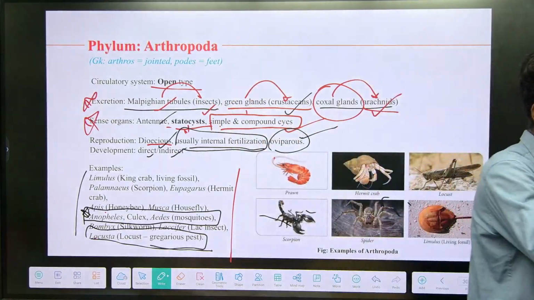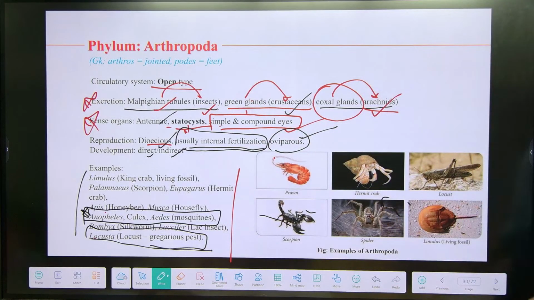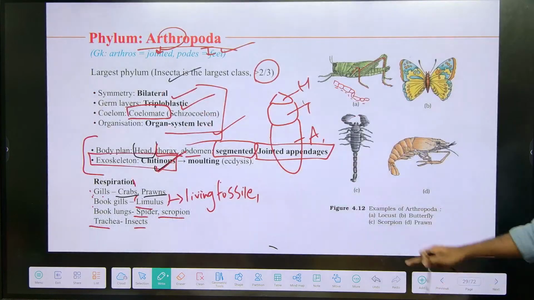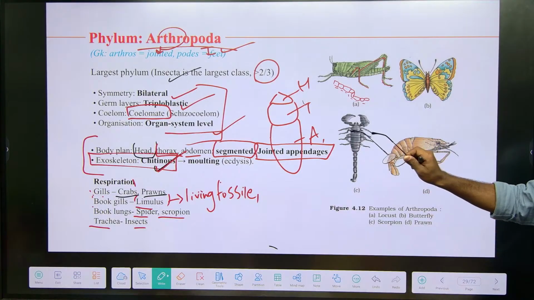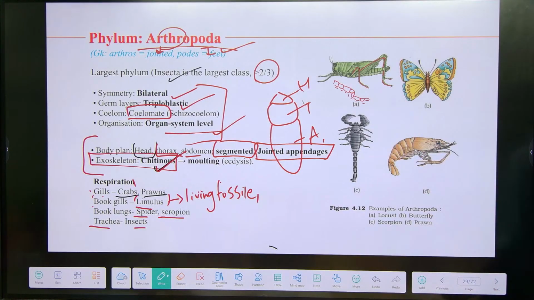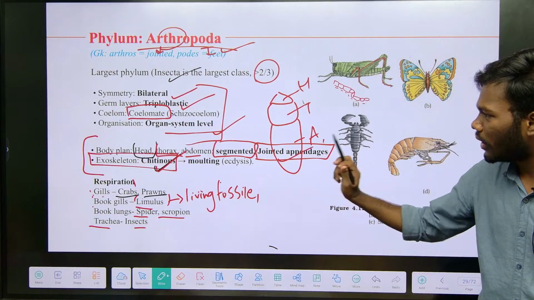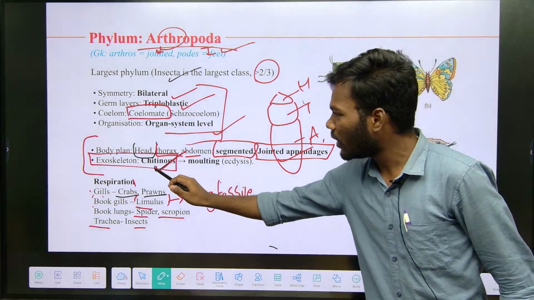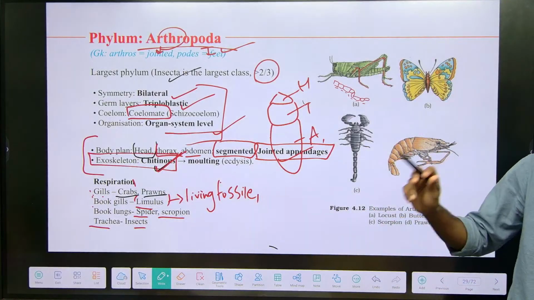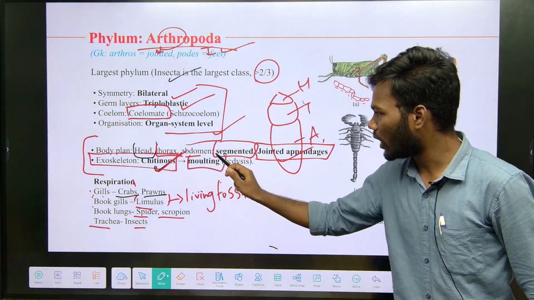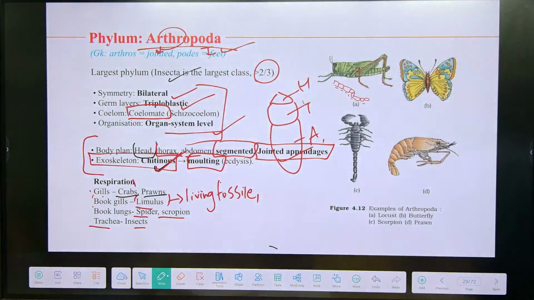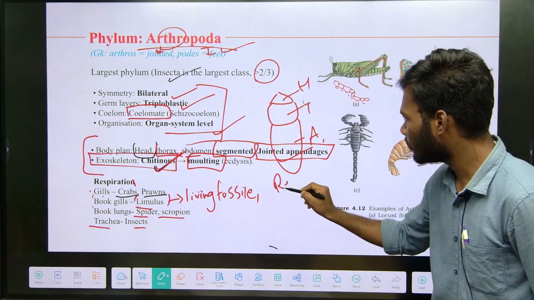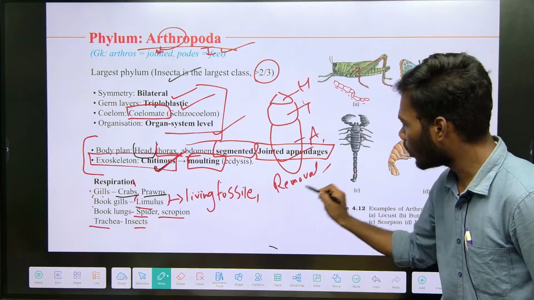In phylum Arthropoda, you have to remember the organ system level of organization, coelomate, triploblastic, bilateral. These are common features. Remember jointed appendages, and also the chitinous exoskeleton, and the point of moulting. Do you know what moulting is? Removal of the exoskeleton, also called shedding.